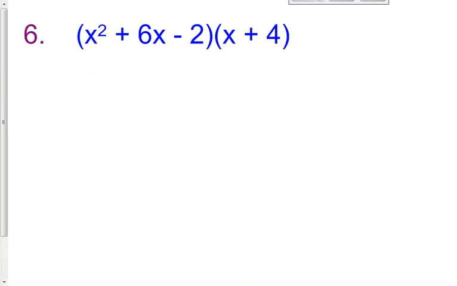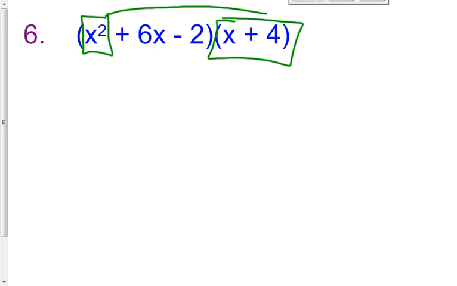On to number 6. Number 6, we have a trinomial times a binomial. This is where it gets significantly more difficult, and I shouldn't say more difficult, but it definitely takes a longer time to do these types of problems, just because it's a lot more multiplying to do. The strategy here is going to be taking each term in the trinomial times everything in the binomial. So we have x squared times x plus 4. We're going to have 6x times x plus 4. And we're going to have a negative 2 times x plus 4.